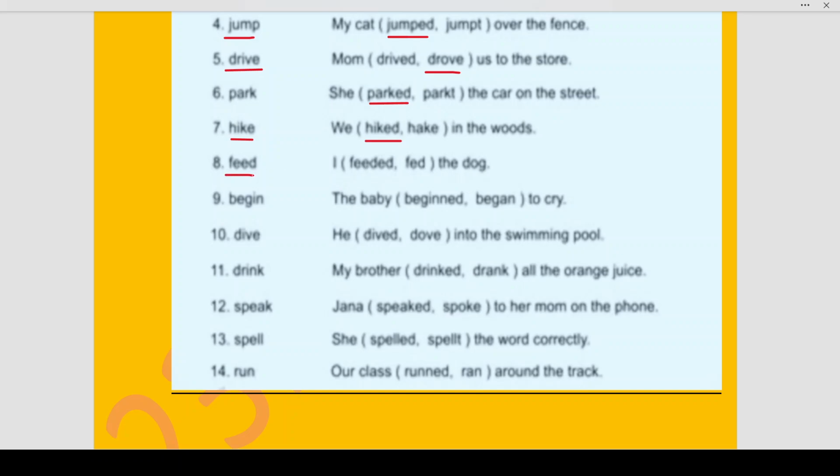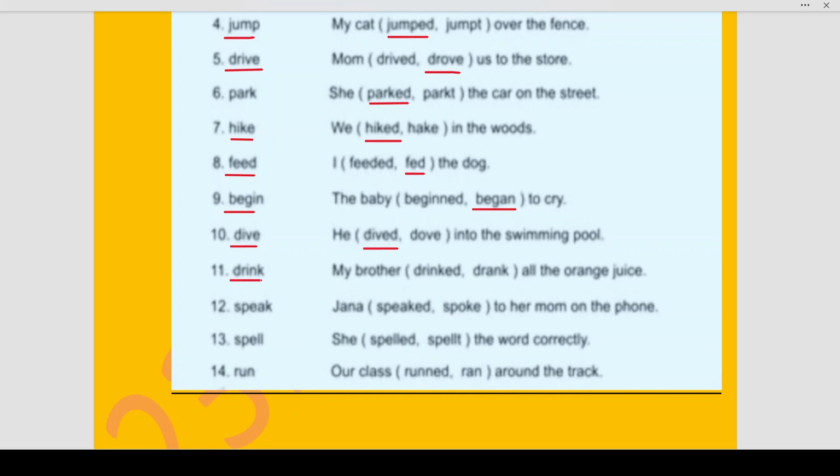Feed. I feeded the dog or I fed the dog. I fed the dog. Begin. The baby began to cry or the baby began to cry. The baby began to cry. Next, dive. He dived into the swimming pool or he dove into the swimming pool. He dived into the swimming pool.